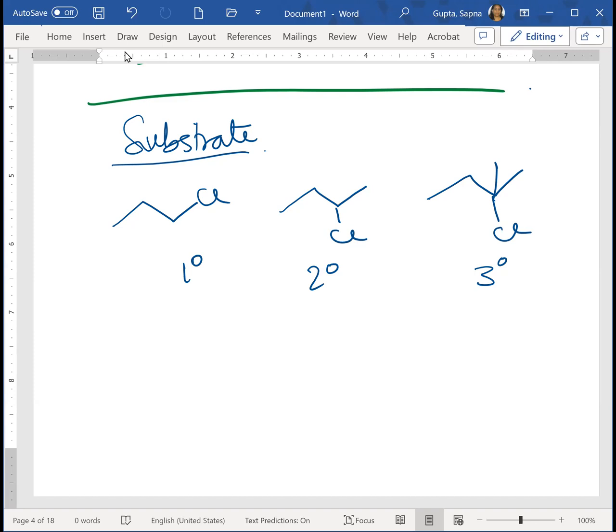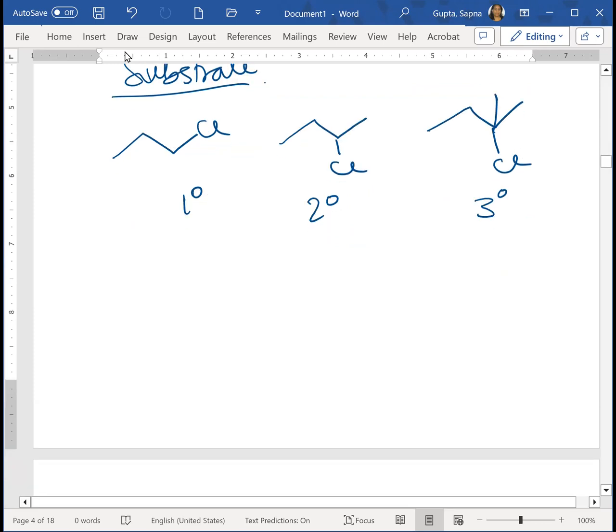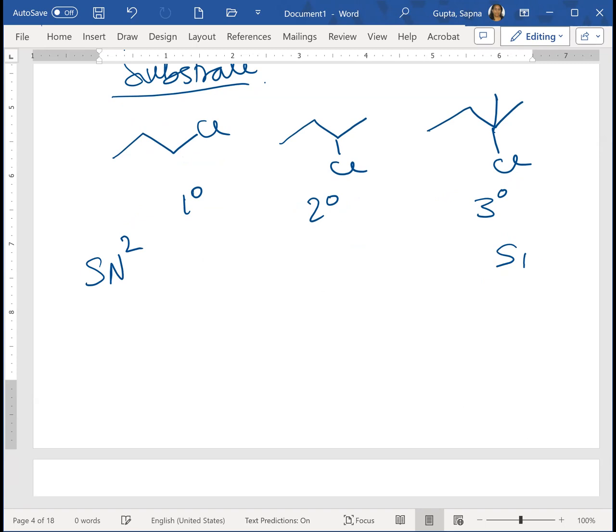So whether it's a primary, a secondary, or a tertiary attachment, what kind it is. First of all, for SN2 reactions, you need more of the primary. For SN1, you need more of the tertiary halide.